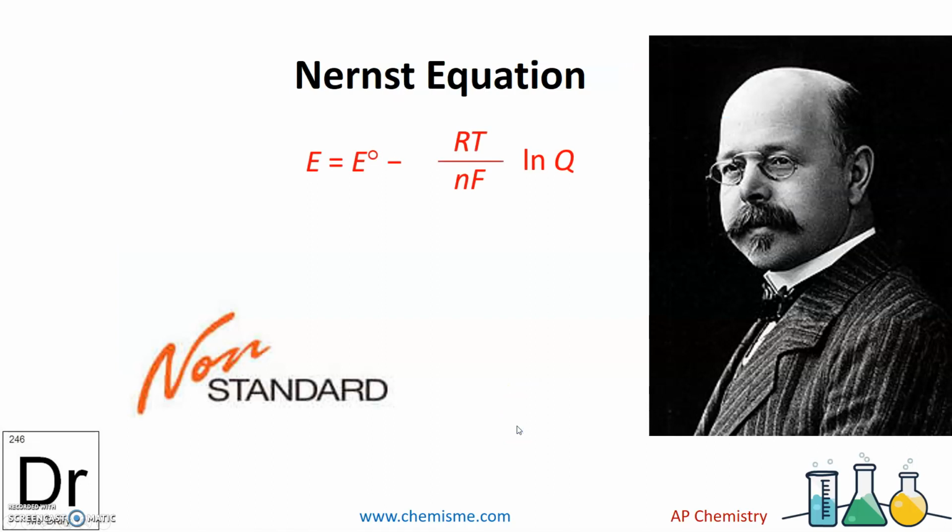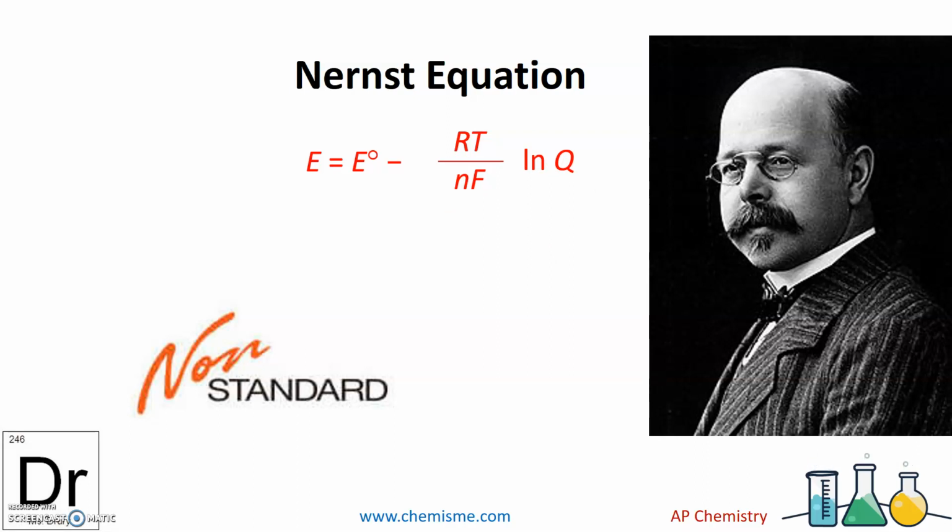This Nernst equation is not on your reference table. It would have to be given to you in the question, and it's for non-standard reactions. So this is the guy Nernst who figured it out. He noticed that in certain conditions that are not 25 degrees or not perfect scenarios, where you have 1 molar solutions, if you have anything other than 1 molar solutions, he figured out how to get the new voltage.